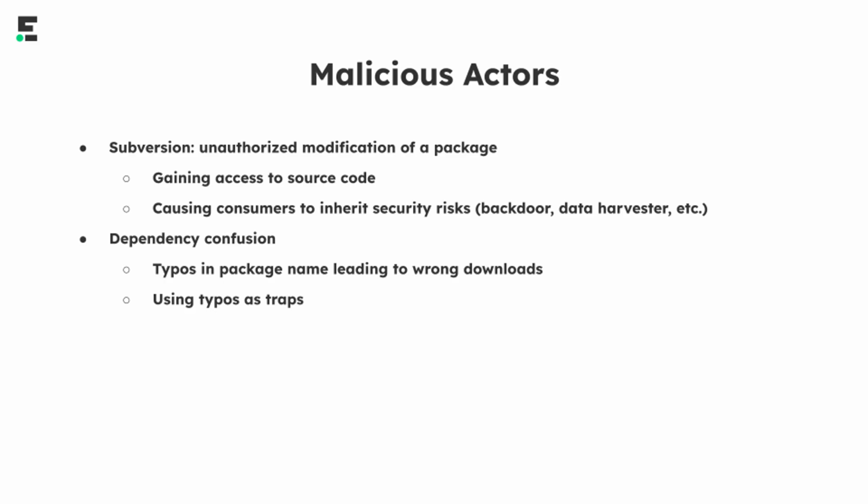On the other hand, malicious actors can take deliberate actions to introduce security risk. They do this in a handful of ways. The most common is unauthorized modification of a legitimate dependency, something I like to call subversion. This is where somebody takes a dependency that you are going to rely on, and they somehow get access to its source code, either through social engineering or recovering some kind of credentials, and they add illegitimate, malicious code to that legitimate dependency. The next time you download that dependency, you inherit the security risk that they've introduced, possibly a backdoor, possibly some kind of data harvester, possibly some kind of coin miner, something along those lines.